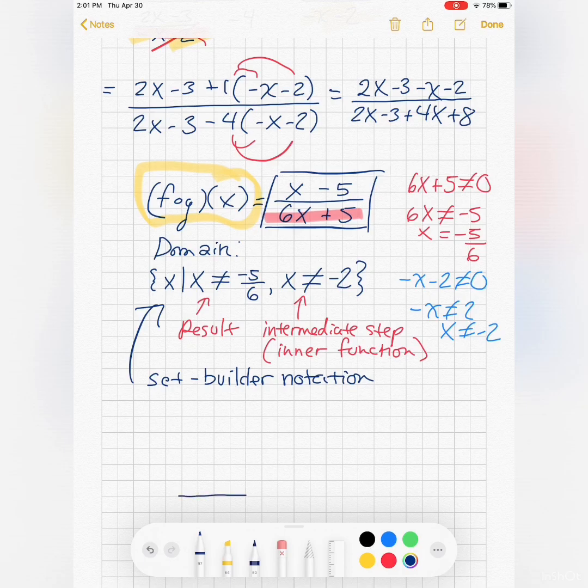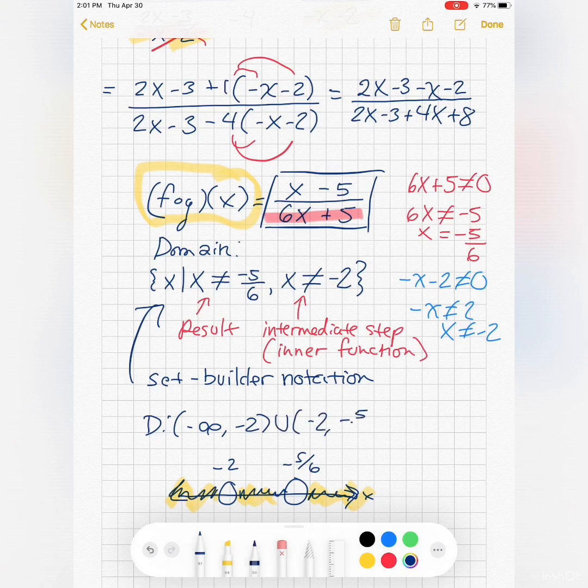So for that, I think it's kind of helpful to think for a second just about a number line. Okay, let's see. Here's negative 2. Here's negative 5/6. So what I really want to say is the domain is everything except for those two values. So you see here I'll actually have 3 intervals I have to account for. So the other way of writing the domain would be negative infinity to negative 2, union negative 2 to negative 5/6, union negative 5/6 to infinity.